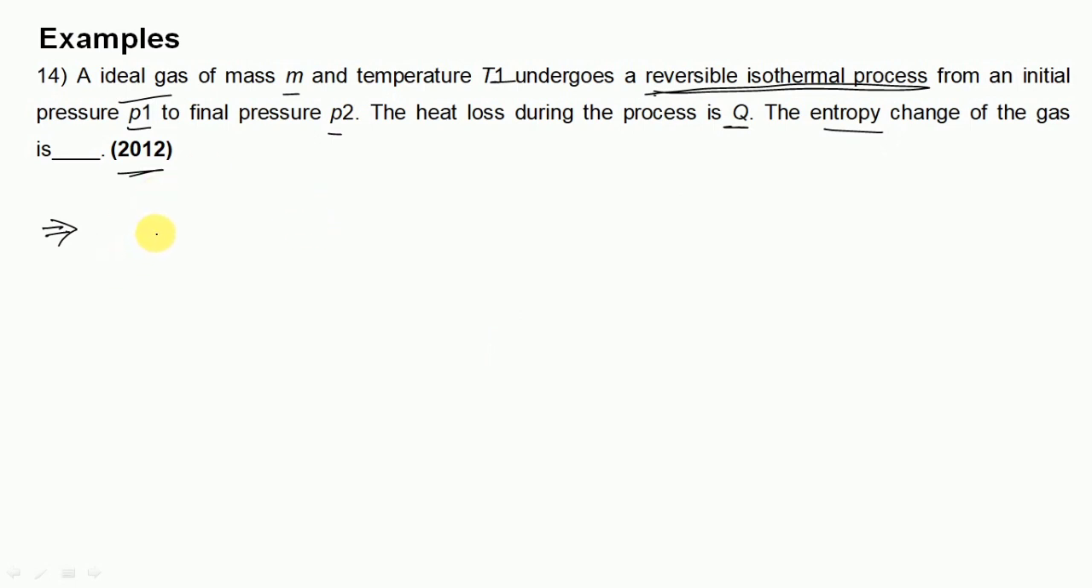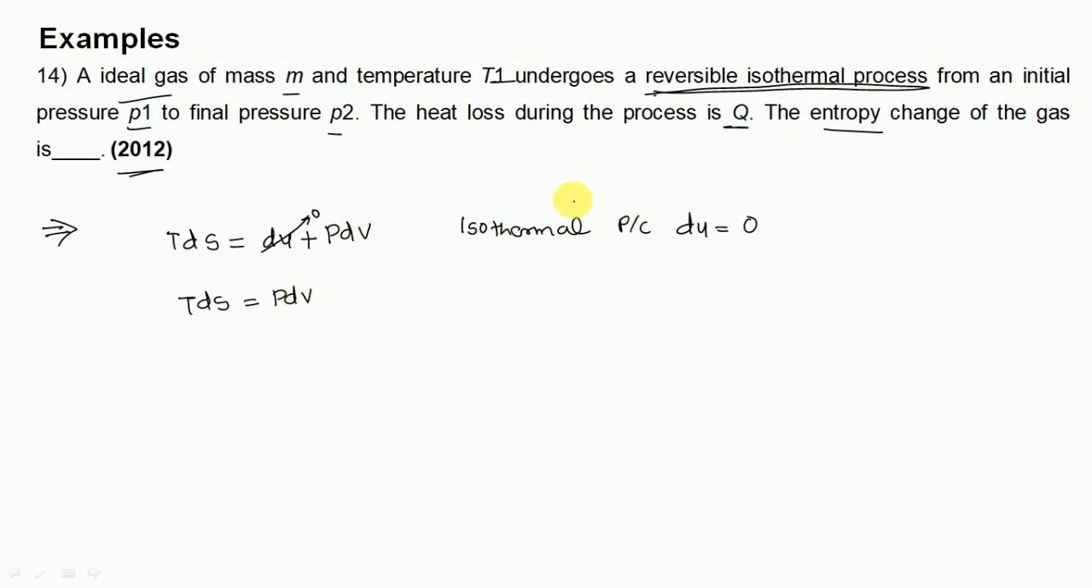We know from the TdS relations, which we established in the TdS relation explanation, that TdS is equal to dU plus PdV. This is equation number 1 in the TdS relation. The second equation we already derived is TdS equal to dH minus VdP. If you remember this, you can understand. But here it is an isothermal process, so for an isothermal process the internal energy change becomes 0. So dU becomes 0, and your equation becomes TdS is equal to PdV.